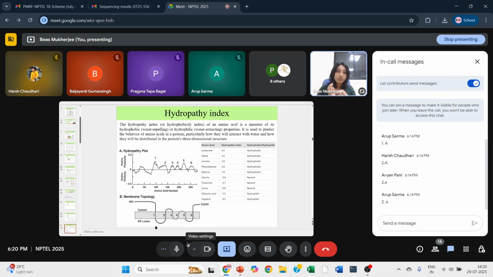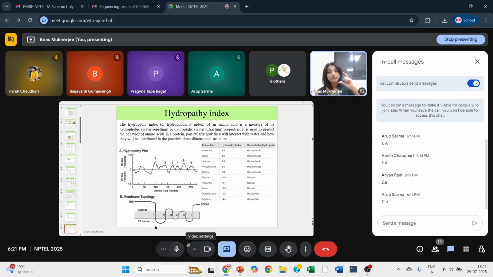This is called the hydrophobic core. And the amino acids on the surface are constantly interacting with water. These are hydrophilic amino acids, right? So what is the hydropathy index? This is actually a kind of plot that tells you whether the amino acids in a polypeptide are more hydrophilic or more hydrophobic.